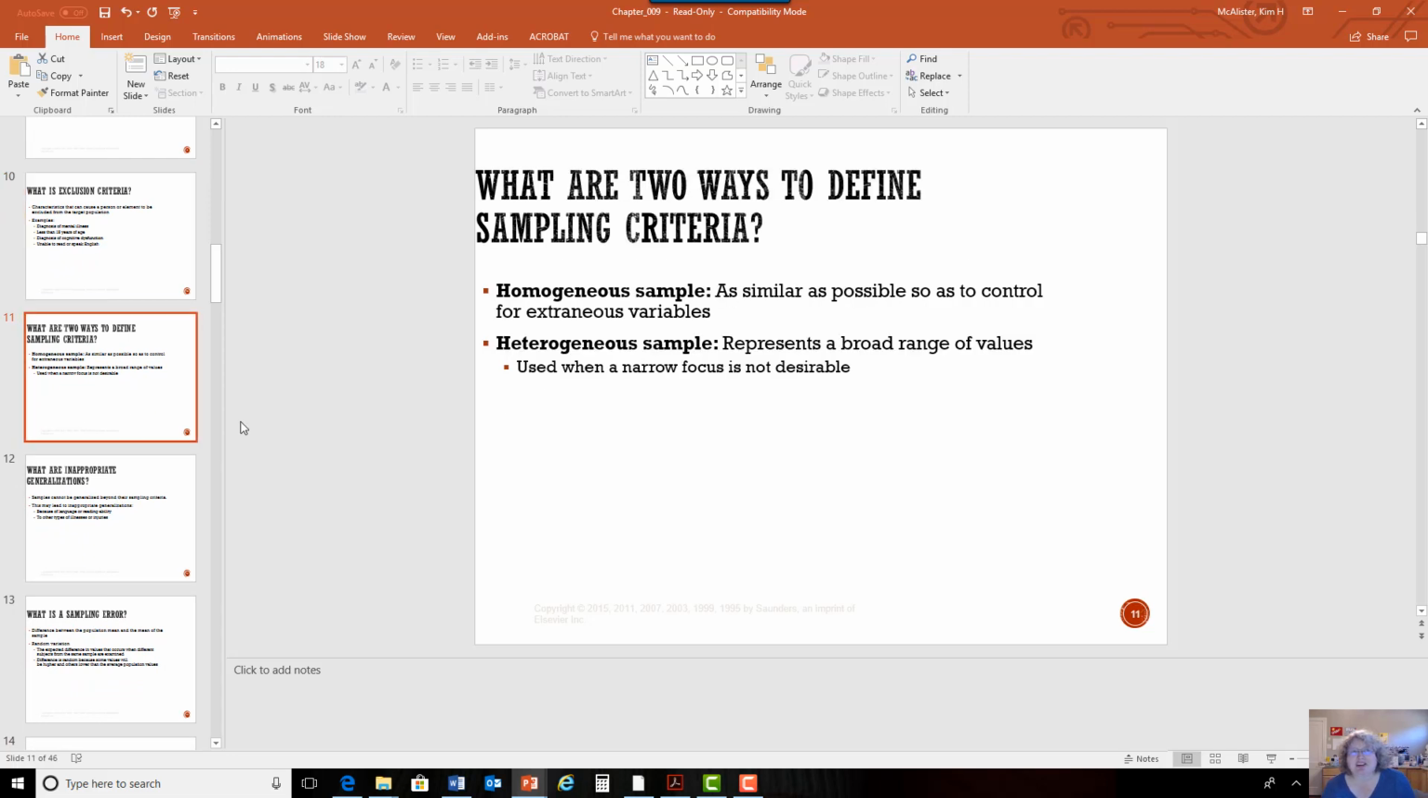Your sampling criteria is generally considered homogeneous or heterogeneous. It's homogeneous if people in the group are fairly similar to each other. A benefit of this is that it limits the number of extraneous variables. Extraneous variables are the variations in the sample that the researcher can't control or that they're not really wanting to study. A heterogeneous group would be a more broad group. So when you use a more heterogeneous sample, then you're more likely to have better generalization to the population.